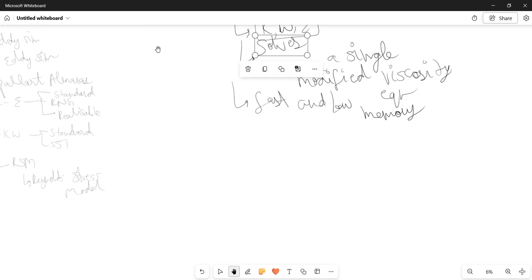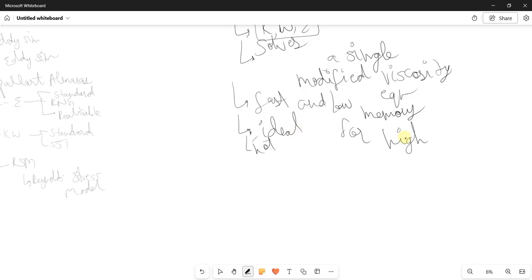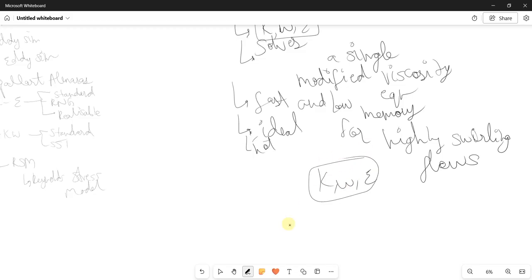This is not ideal for highly swirling flows, where vorticity and circulation are high, because you need a lot of detail captured. You can use it, but it will be inaccurate, because the terms K, omega, and epsilon are important to capture all those details.